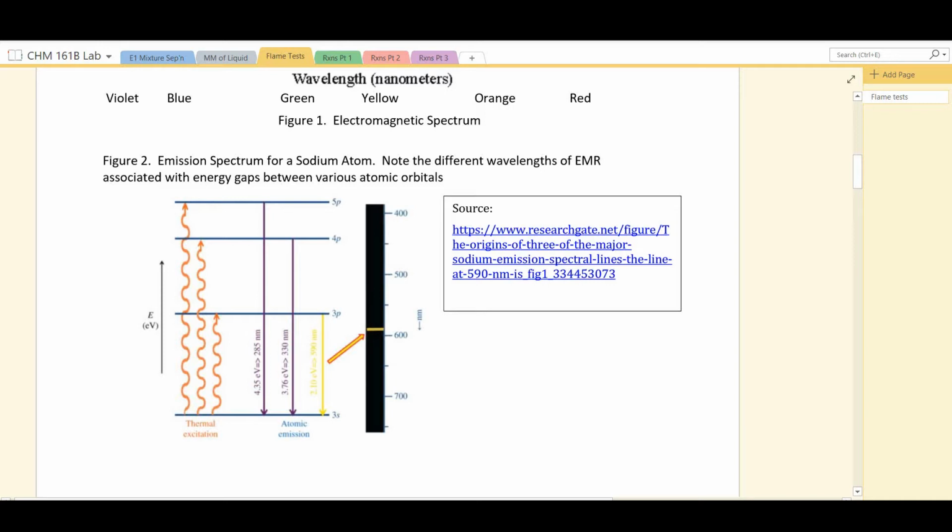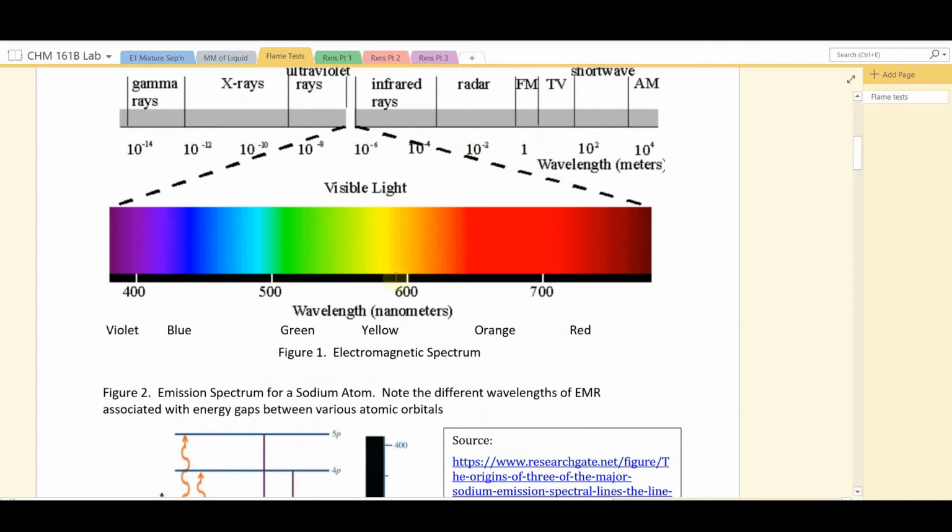It's in the UV. An electron falling from the 4p orbital to the 3s orbital emits photons of wavelength 330 nanometers, also in the UV region and not visible to the human eye. But an electron relaxing from a 3p orbital to a 3s orbital emits a photon of wavelength 590 nanometers, and this is in fact in the visible region. Let's take a look. It would be approximately this orange-yellow color, just below 600.